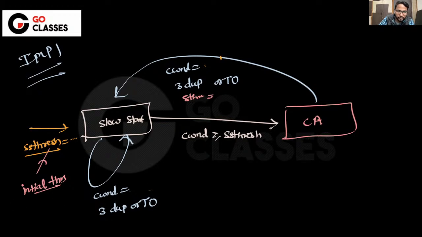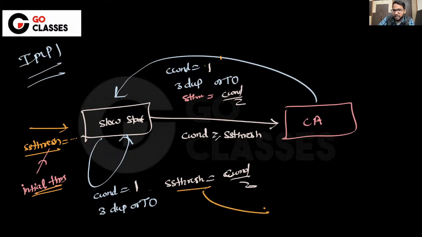Congestion window will be 1 because we are in the slow start. So the threshold we are setting is the congestion window divided by 2. This is the threshold that we are setting after the timeout, after the congestion. So there are two thresholds. One is the initial threshold. Another one is the threshold after congestion.